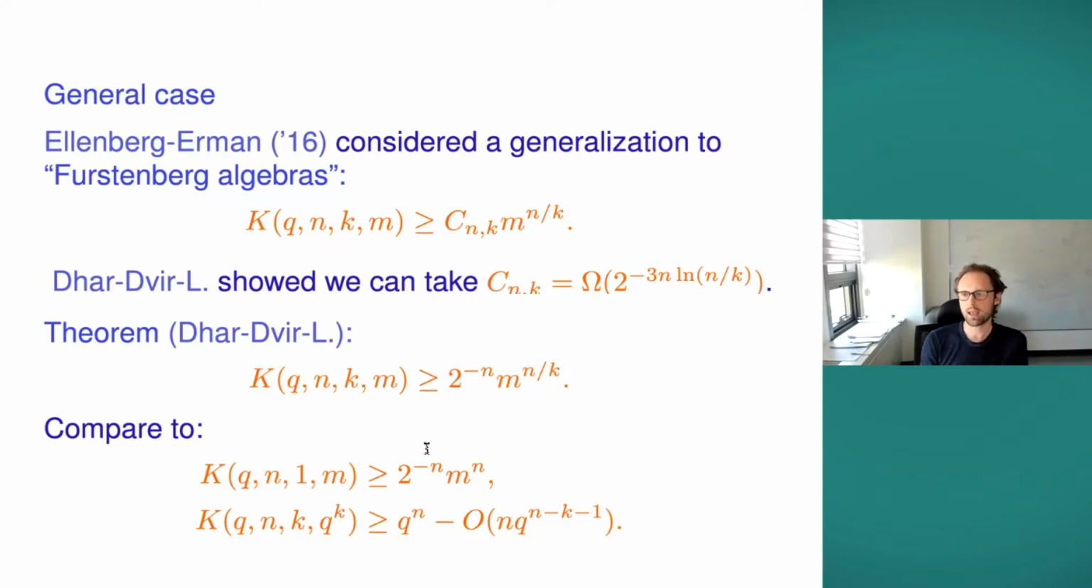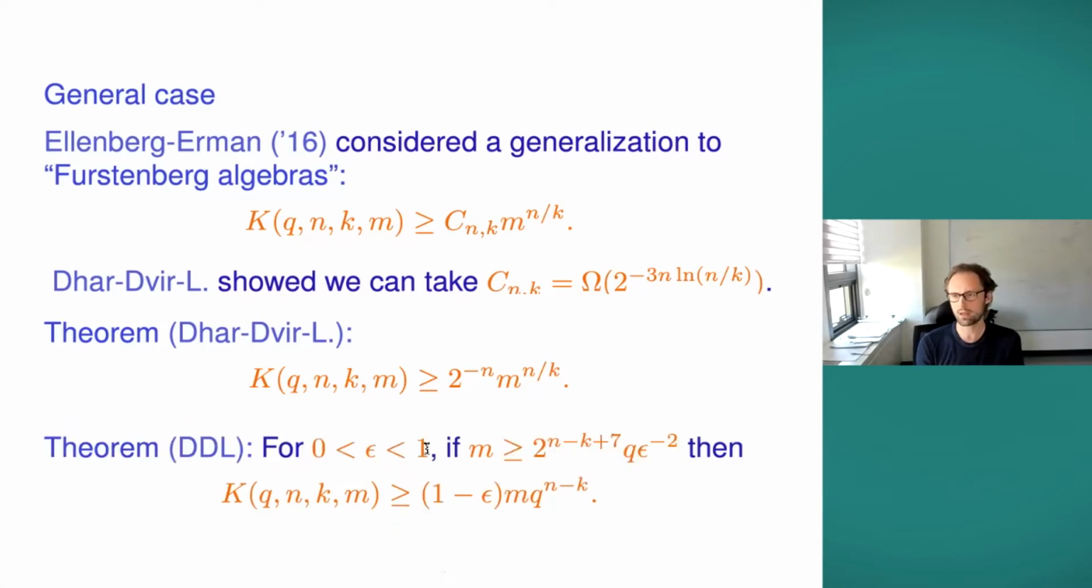But you can take m equal to q to the k, which is the largest possible. So if we have m equal to q to the k, this is the k-plane Furstenberg set. The bound that we have here is 1 over 2 to the n times the number of points in the space. And that's very far from nearly all of the points in the space, which we know is the correct answer in that case. So it's clearly not tight in all regimes of parameters.